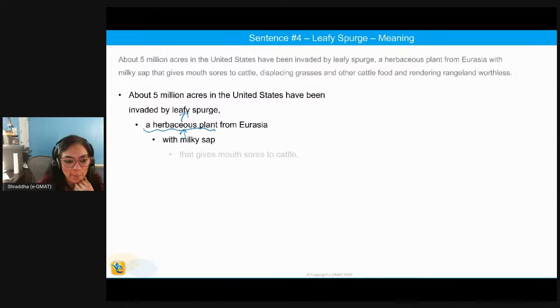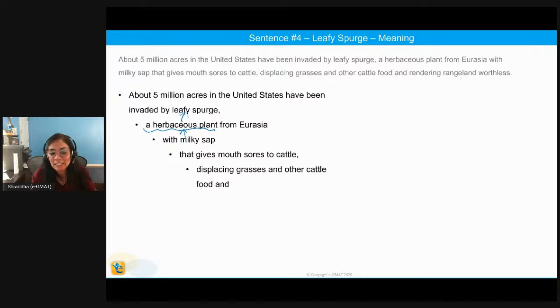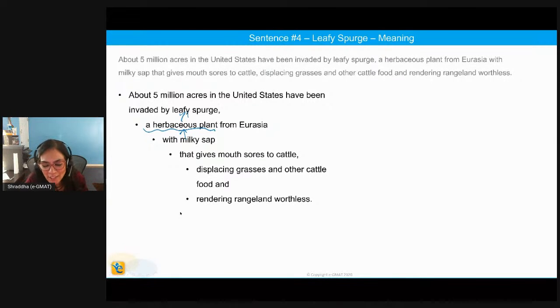And so that gives mouth sores to cattle. Okay, so this milky sap gives mouth sores to cattle, which is good. And then we have displacing grasses and other cattle food. Okay, so something displaces grasses and other cattle food, and something else is also happening in the sentence, that is rendering rangeland worthless. Rangeland means the grazing land, the grazing pastures. They become useless. Okay, so with this, let's try to understand what's happening in this sentence.